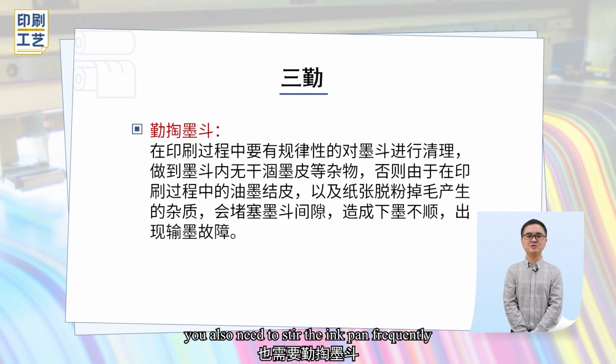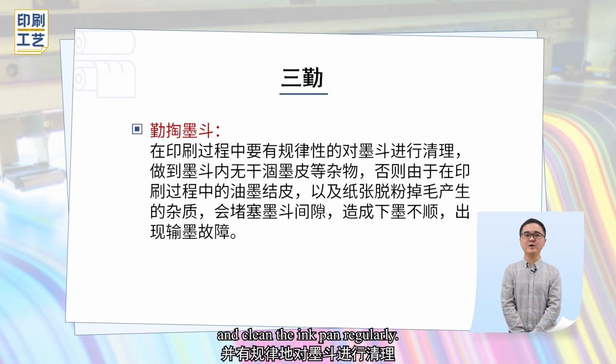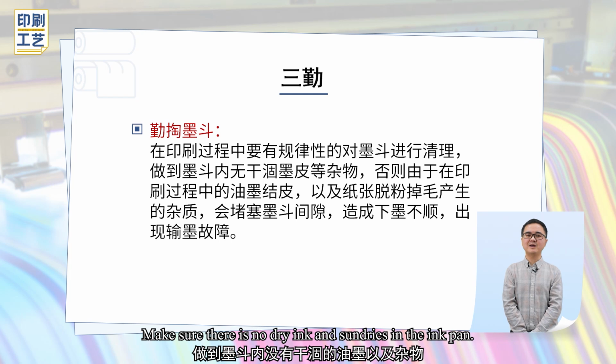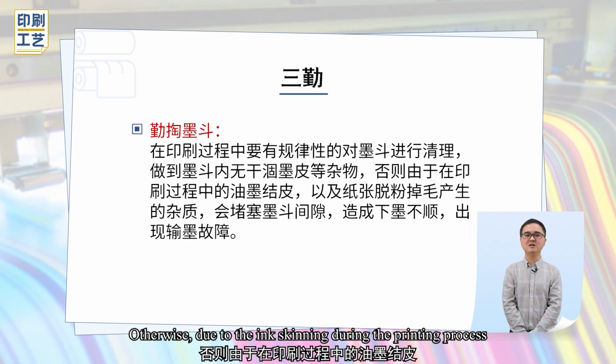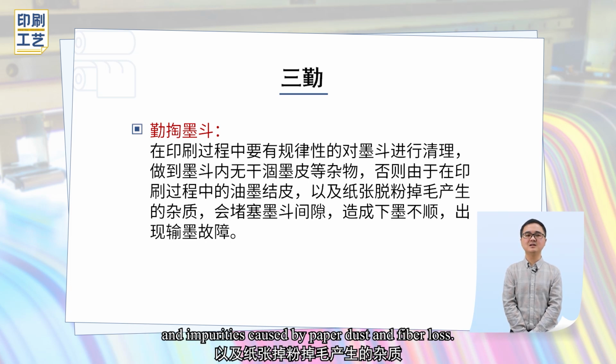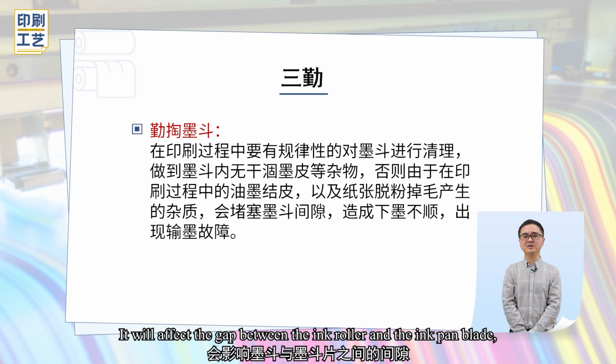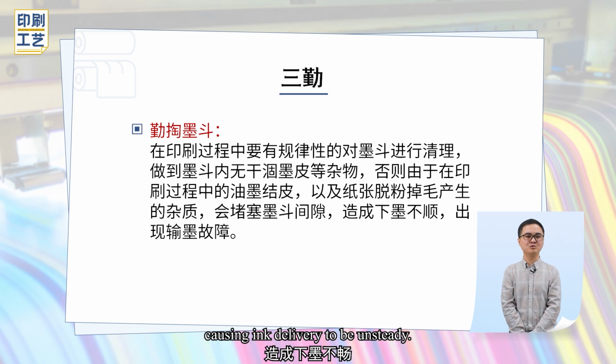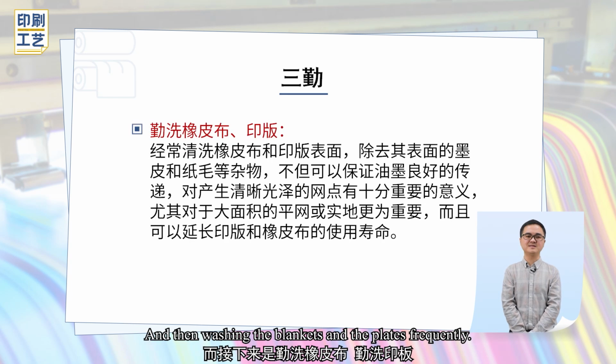You also need to stir the ink pan frequently and clean the ink pan regularly. Make sure there is no dry ink and sundries in the ink pan. Otherwise, due to the ink skinning during the printing process and impurities caused by paper dust and fiber loss, it will affect the gap between the ink roller and the ink pan blade, causing ink delivery to be unsteady. Ink transfer failure occurs. And then, washing the blankets and the plates frequently.